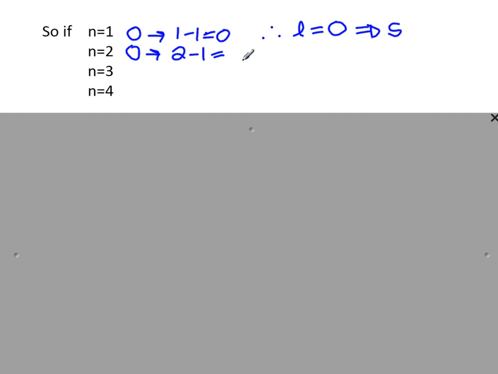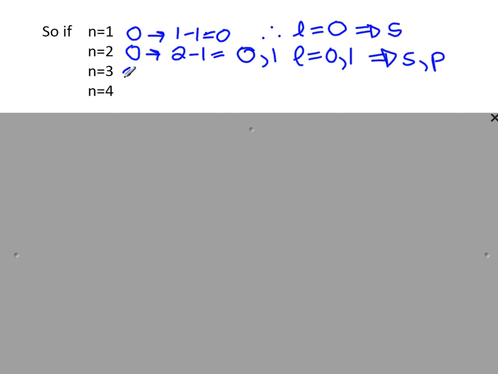If we try it for n equal to 2, 0 all the way to 2 minus 1. So now this means I'm going to include 0 and 1. So here my L values are 0 and 1. What does that mean? I've got an S orbital for the 0 value, and the 1 value is representing P. So in the second energy level, I have 2S and 2P.